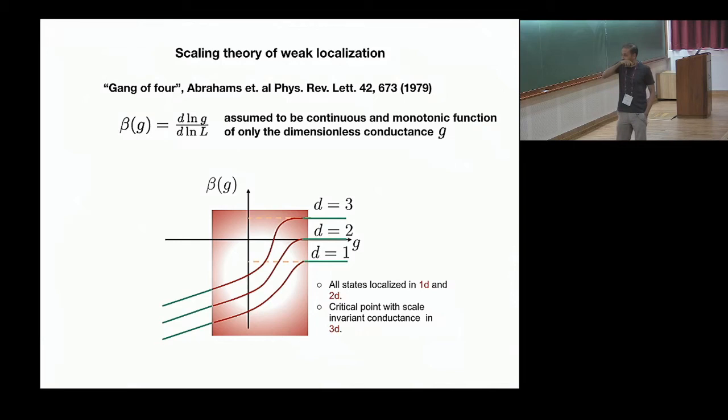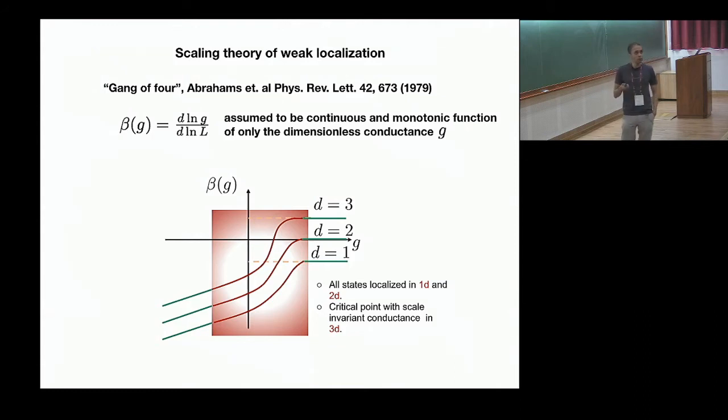So a proper understanding of this transition was actually provided about 40 years ago by Abrahams et al., the so-called Gang of Four in the seminal paper. And what they did was the following. They said that in the two limits, in the limit of localization and in the limit of completely extended states, we know what the conductance does. In one case, we have Ohm's law. In the other case, we have something which is exponentially small in the system size.